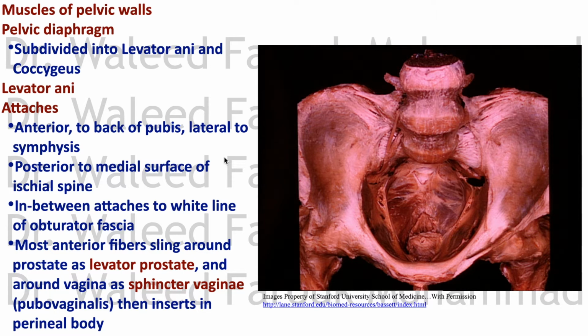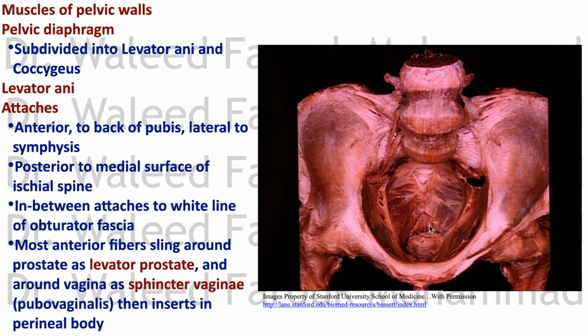It's subdivided into a mobile part, the levator ani muscle, and a fixed part, the coccygeus or ischio-coccygeus muscle. It's a rudimentary muscle. The levator ani muscle, the one you see here, attaches anteriorly to the back of the pubis and lateral to the symphysis pubis. Posteriorly it attaches to the ischial spines, and in between to the white line. Remember the white line on the obturator internus fascia, the one you see here, the thickening in the fascia that gives origin to the muscles. So in between it attaches to the white line of the obturator fascia.